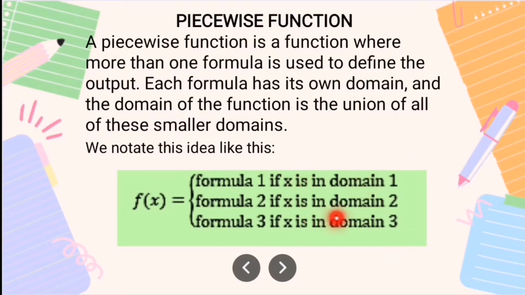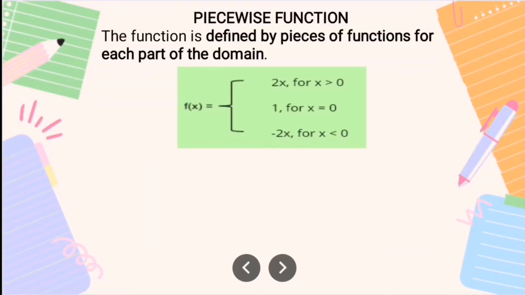This is an example of a piecewise function where there is a domain 1, domain 2, and domain 3. For you to understand, let us take this as an example. This is an example of a piecewise function. The function is defined by pieces of functions for each part of the domain. As can be seen from the example, f of x is a piecewise function because it is defined uniquely for three intervals: x is greater than 0, x equals 0, and x is less than 0.